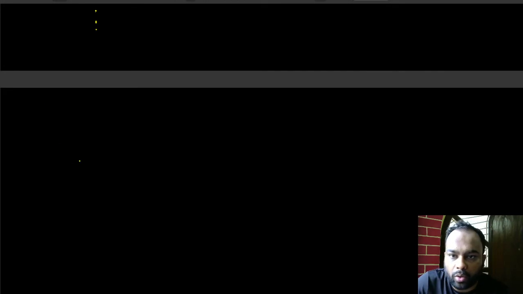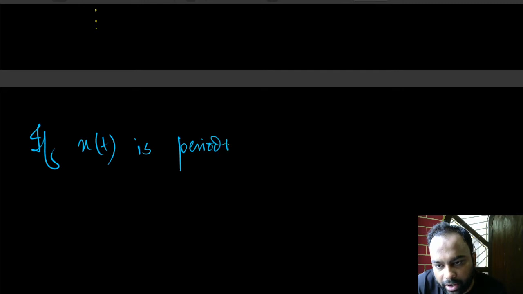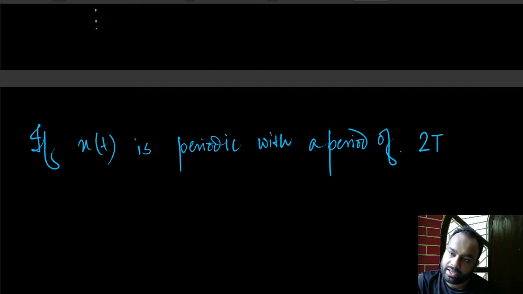So with that said, say if x(t) is periodic with a period of 2T. Now here T is any generic value, right? T is not pi. Okay.